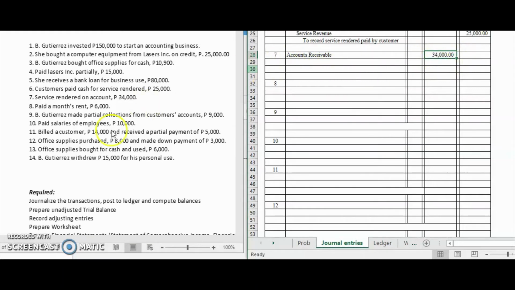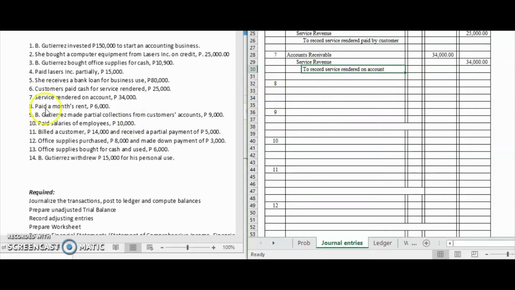Okay, next. The account, what is the value parted with? Okay, so in this case, you have the service revenue. Why? Nag-render ka nga ng service, tama? And it still has the same worth, which is 34,000. The normal balance of revenue is credit. In this transaction, it increases, so you credit it. Do not forget to put your description: to record service rendered on account.